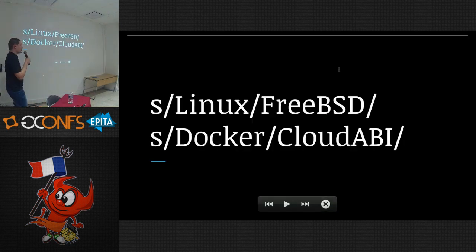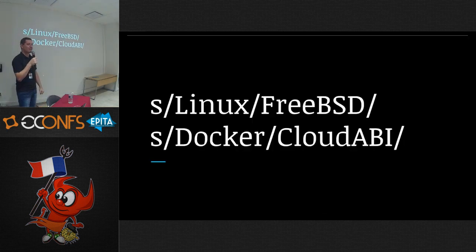So now with the introduction ahead, we're actually going to look at the interesting part, the huge long build up for all of this. So now we're going to take Kubernetes and replace Linux with FreeBSD and Docker with CloudABI. How did I do it?